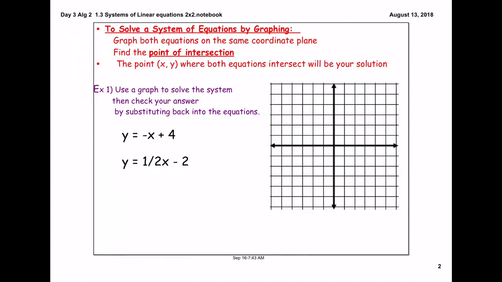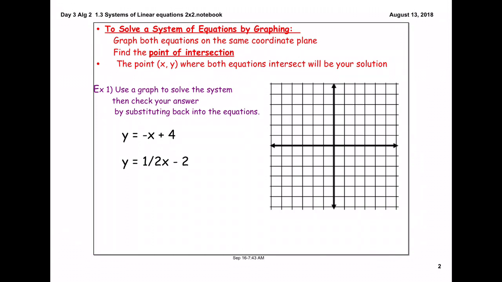To solve a system of equations by graphing, we're going to graph both of the equations on the same coordinate plane. We're going to find the point of intersection, and then we're going to state that point as an xy ordered pair where both equations intersect is our solution. So example 1 says, use a graph to solve the system, then check your answers.